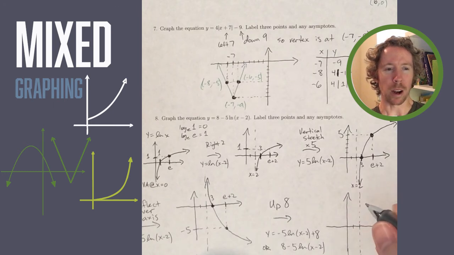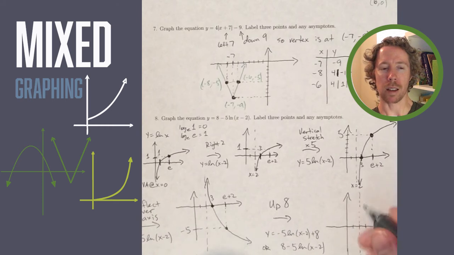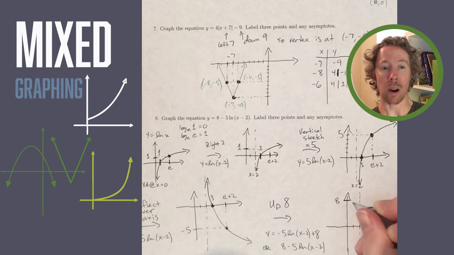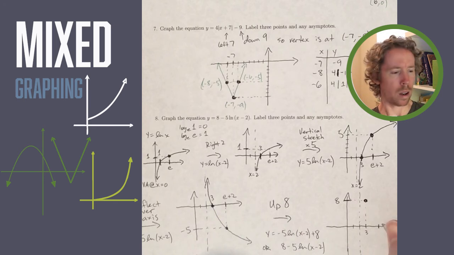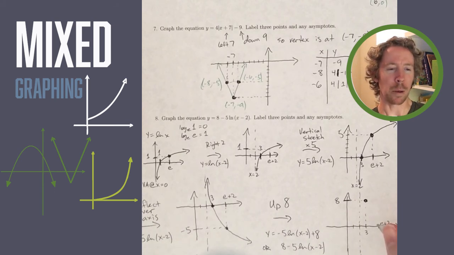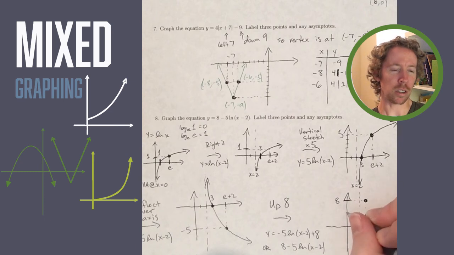And I should also point out, in the directions it says label 3 points and any asymptotes. Right now I really only have 2 points. I have a point at x equals 3 and a point at x equals e plus 2. And, oh, I just noticed. Oh, I'm sorry. I forgot. I lost track of what we were doing here.